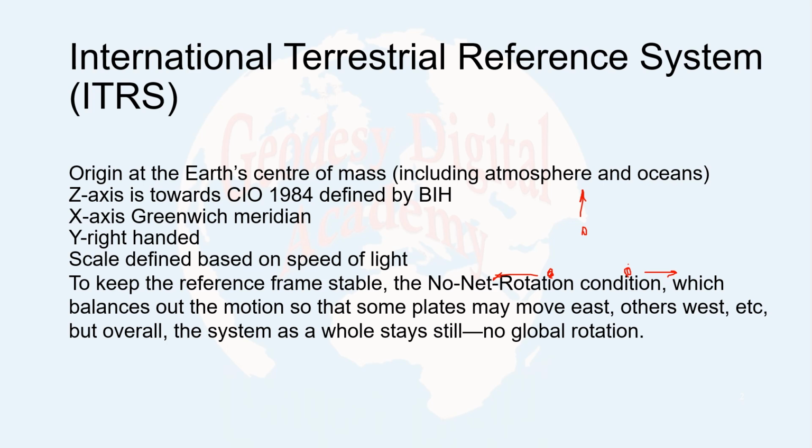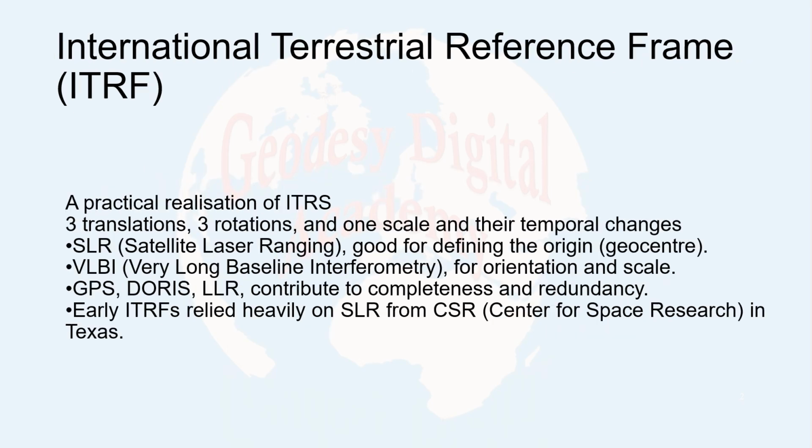The International Terrestrial Reference Frame is a practical realization of ITRS. It has three translations, which define the origin, three rotations for the orientation of the system, and one scale, plus the temporal changes of the coordinates, rotations, and translations. Therefore, we have 14 parameters to estimate. And SLR, VLBI, GPS, DORIS, and LLR data are all used for defining the coordinates of this coordinate system.